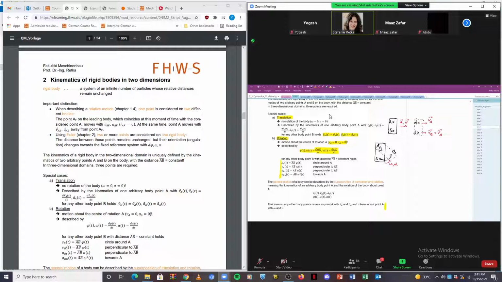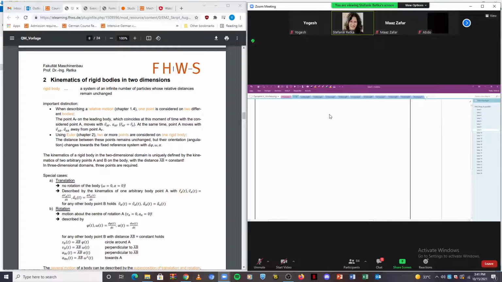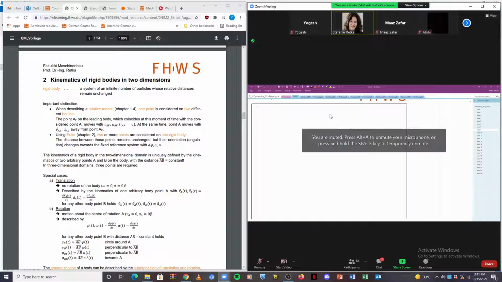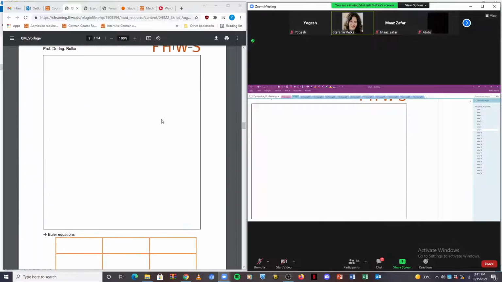Okay, let's move to the next page. Now we will derive the equations we needed, similar to what we did for chapter 1 last week, where we had this robot arm describing the position of the workpiece or the clamp.